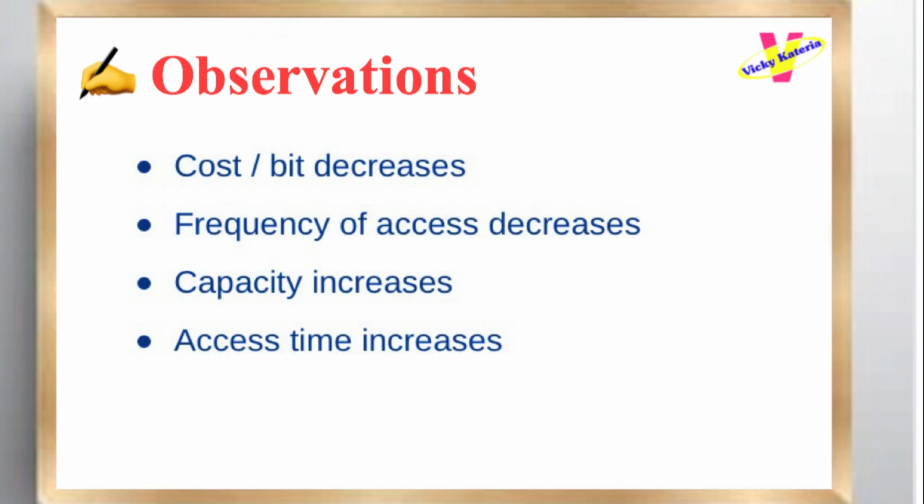Observations. The following observations can be made when going down in the memory hierarchy. Cost per bit decreases. Frequency of access decreases. Capacity increases. Access time increases.